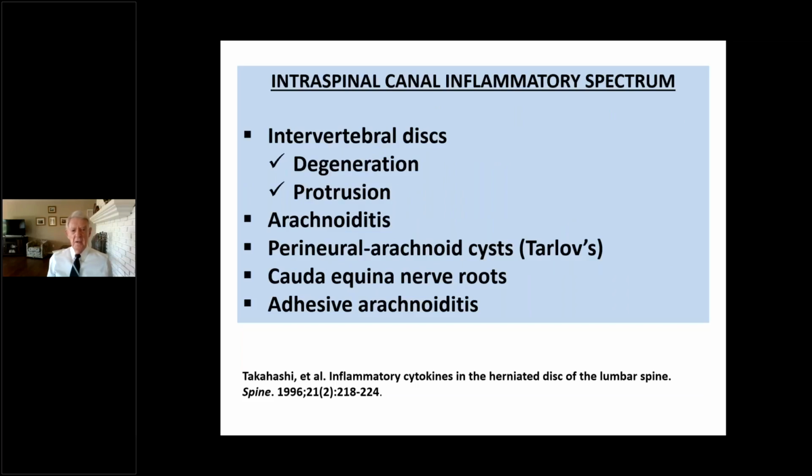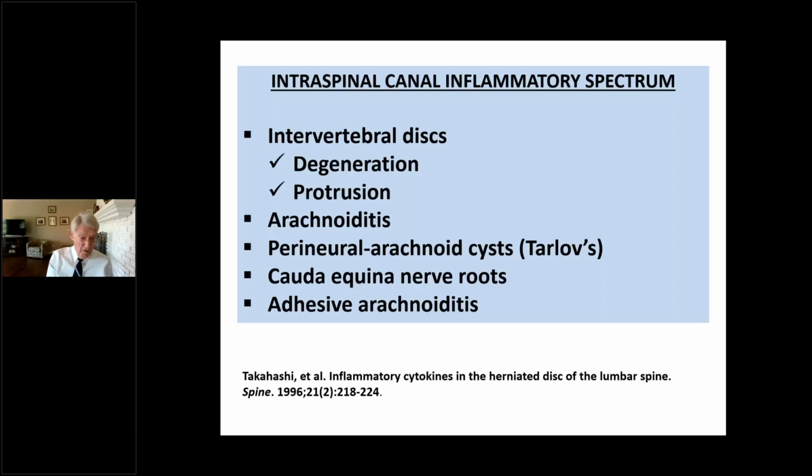Now, here's what I have alluded to, and I want to focus on for a moment. Adhesive arachnoiditis is the bottom line down here because every one of these conditions is inflammatory, and they're in the lumbar and sacral spines. And so this webinar really should be called Intraspinal Canal Inflammatory Spectrum, because the discs may be inflamed and they may protrude. Arachnoiditis by itself means that only the cover is inflamed, not the nerve roots. You may have these cysts. Now, these cysts may look like they're genetic, and they may occur because you've got Ehlers-Danlos syndrome, or they may either cause or be the result of inflammation.